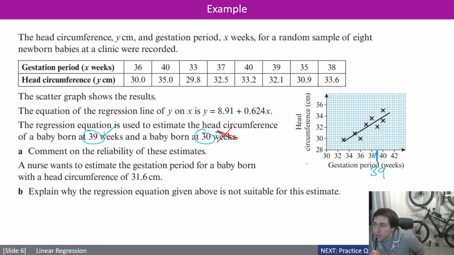And then part B. A nurse wants to estimate the gestation period for a baby born with a head circumference of 81.6. Explain why the regression equation given above is not suitable for this estimate. This is testing a very subtle thing about the predictions, which I didn't actually tell you about yet. You should only make predictions of the dependent variable, which is y. So given an x, you can predict a y, but you shouldn't do it the other way around: given a y, try and predict an x.